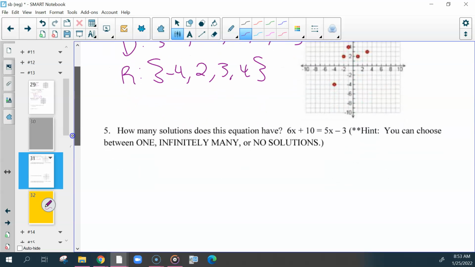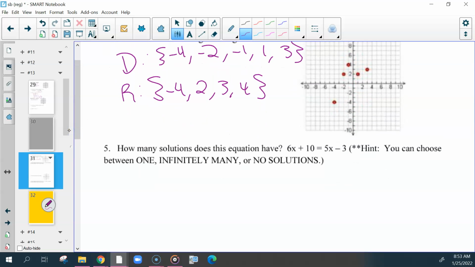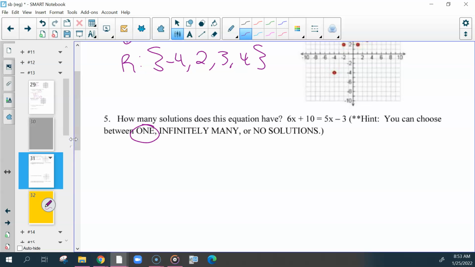Without solving this, how many solutions does this have? 1. Now you could solve it and figure out what that solution is. Did anyone solve that? That's what you got? It's x equals -13. Is that what we got? Does anyone need to see how we got that? I didn't really ask for that part, but knowing that would just be one solution.